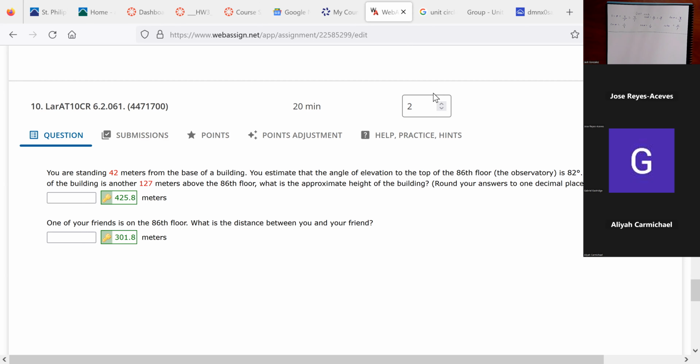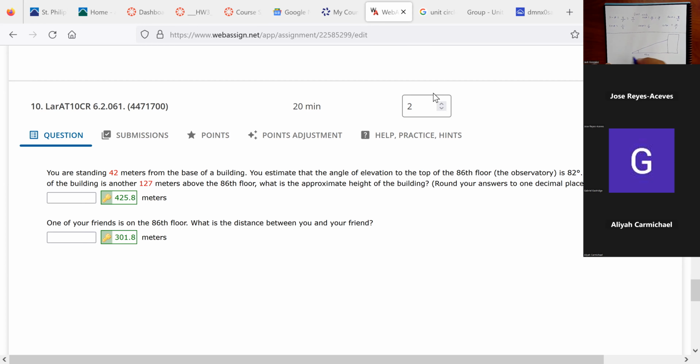Okay, so you're standing in front of a building, 42 meters from the base. All right, so got some building here. So I'm 42 meters away. And then it says you estimate the angle of elevation to the top of the 86th floor. Let's say 86 right here. That's not the top of the building. It's just the observatory.